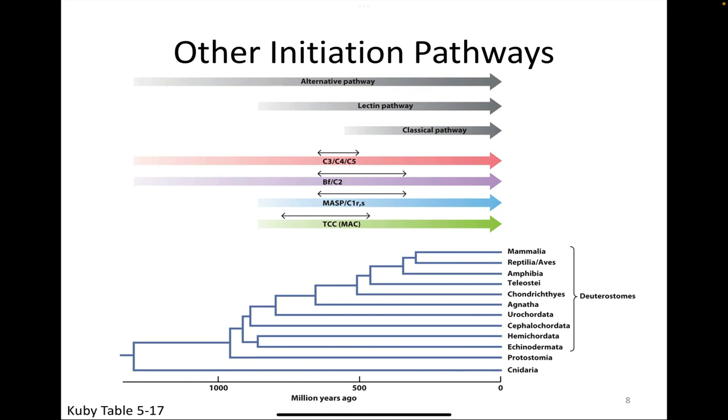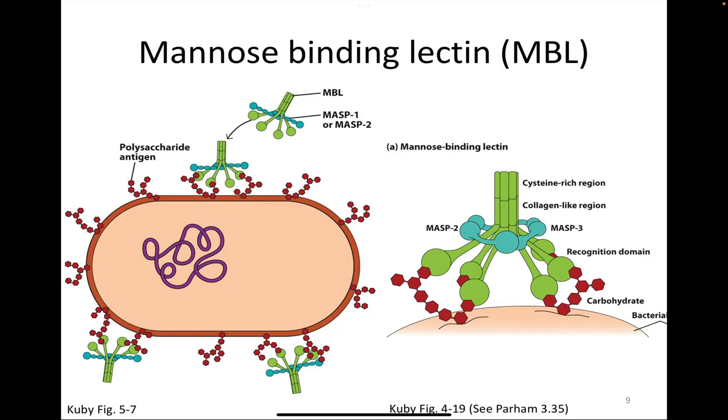One of the key points about the classical pathway is that it starts with an antibody binding to the microbe surface. And an antibody is part of the adaptive immune response. So in order to get the classical pathway to start, you need to have antibodies around. The good thing about these other two initiation pathways is that they don't require antibodies. So they don't require you to have made an adaptive immune response yet. And they also can happen in organisms that don't have adaptive immunity. One of these two initiation pathways is sometimes known as the lectin pathway.